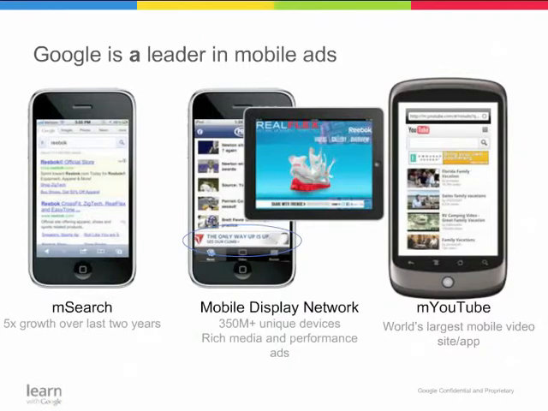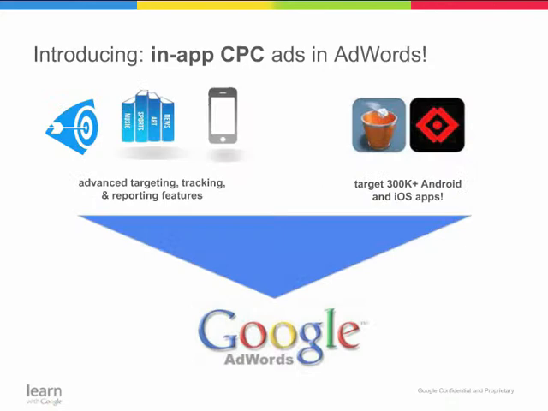With that set up, we are excited to announce the latest enhancement for mobile and AdWords, the ability to target mobile app inventory. If you were familiar with our AdMob platform, those features such as the advanced targeting ability to reach hundreds of thousands of apps are now seamlessly integrated into AdWords. So what does this mean?